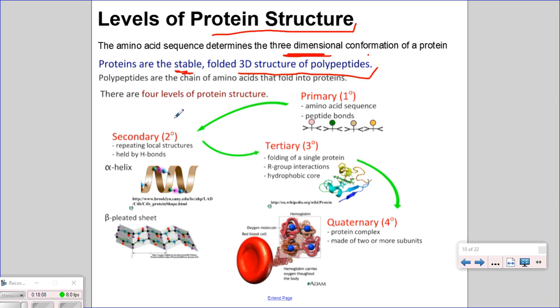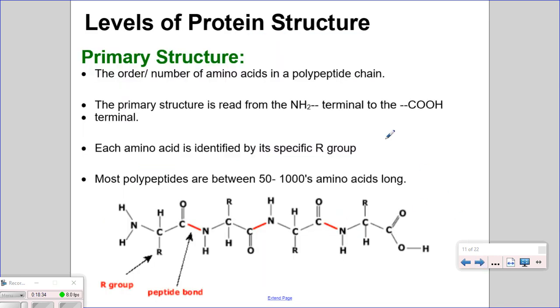Now, there are 4 levels of protein structure. There is the primary structure, secondary structure, tertiary structure, and quaternary structure. All polypeptides have at least up to the tertiary, and then certain polypeptides or certain proteins will have that quaternary structure. The primary structure simply refers to the order and number of amino acids in a polypeptide chain. So it is the sequence of those amino acids in that polypeptide chain.